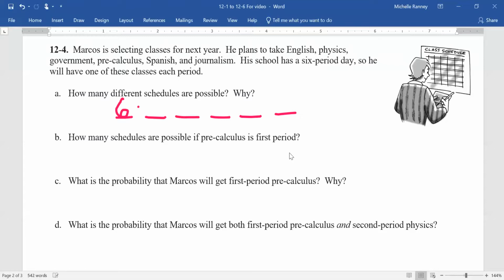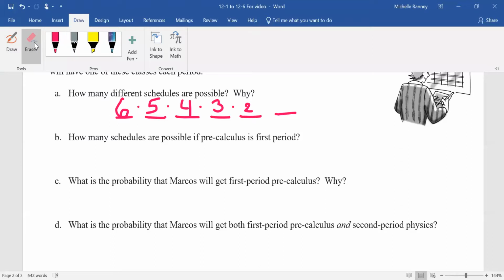So once he goes and chooses a class for period 2, he now only has 5 different choices. And then for period 3, he only has 4 choices. And 4th period, he'll only have 3 choices. 2nd period, he'll only have 2 choices. And let me go back and change that.